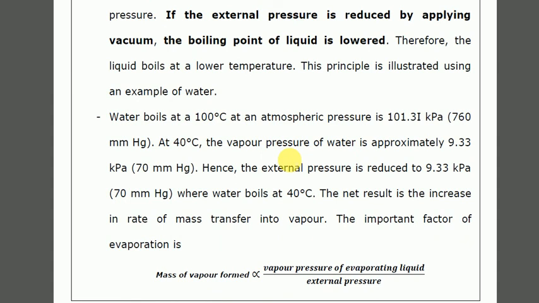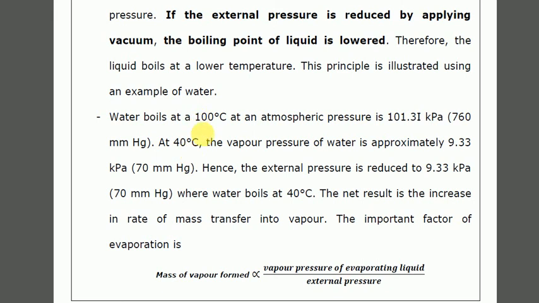Suppose, let's take the example of water. Water boils at 100 degrees Celsius, correct? So, what will be the atmospheric pressure? 760 mmHg, that is 101.31 kilopascal. Okay. So, now let us reduce the pressure, the atmospheric pressure, or you can say let us reduce the temperature. How will the temperature get reduced? By reducing the atmospheric pressure, or you can say external pressure. So let's bring it to 40 degrees Celsius. From 100 degrees we brought it to 40 degrees Celsius.